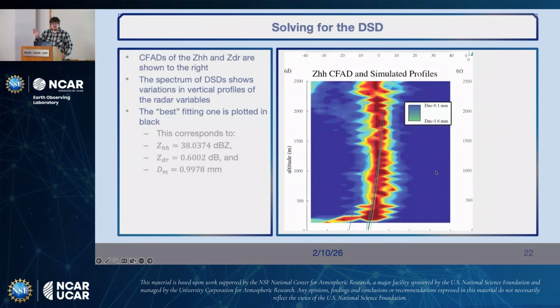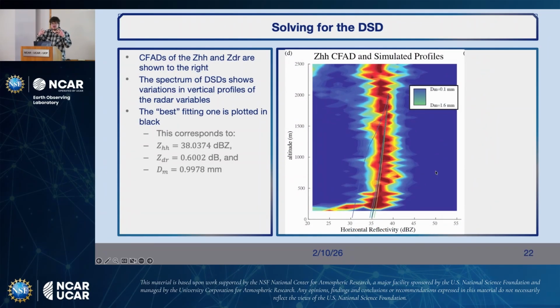So let's just take that information and build a CFAD out of it. This is just a distribution with height, and then we do the analysis we were talking about earlier. I realize that the black does not show up very well here, but essentially once we go through, we can fit all of these different curves to this line and figure out which one works best. And when we do that, I end up getting these values over here: reflectivity of about 38 dBZ at the top, ZDR of 0.6 dB, and an average droplet size of about 1 millimeter, respectively.